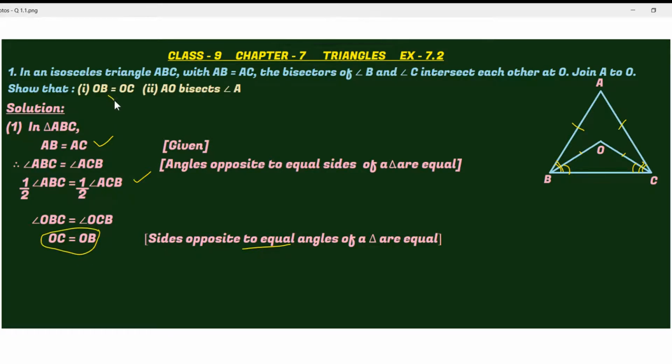First part is over. Now we have to join this A and O, and we have to prove this OA is the bisector of angle A. This angle and this angle would be equal to each other. So for that what we have to do? We have to take these two triangles AOB and AOC to prove this. Let's prove in the next page.